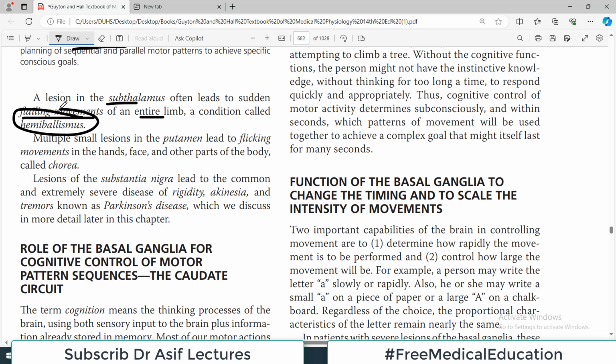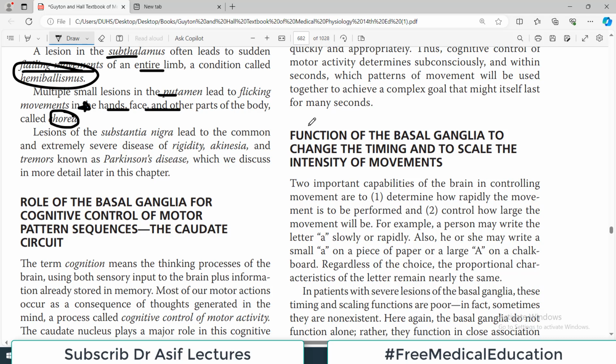condition called hemiballismus. Also, if there are problems within the putamen, it leads to flicking movements of the hands and the face and other parts of the body, which is known as chorea. Now, obviously, there are differences between chorea and athetosis, which we have discussed in detail in neuroanatomy. Lesions of the substantia nigra lead to the common and extremely severe disease with rigidity and akinesia, Parkinson's.